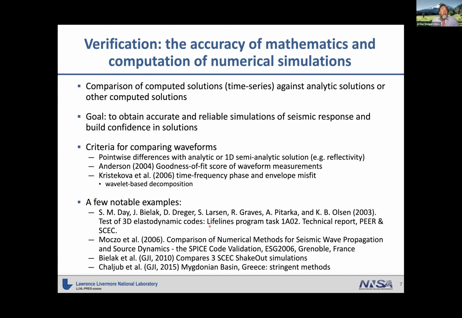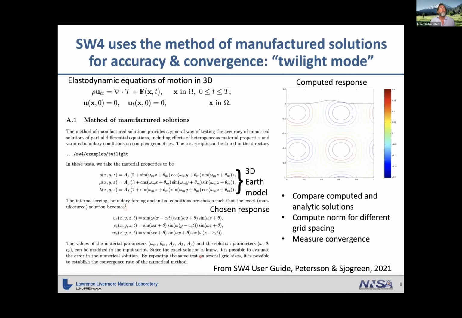And there are a few notable examples. This PEER study from 2003 defined a number of canonical tests that are now used by our group and by many groups. Many people, we've heard from some of these folks this week, are key contributors to this enterprise. And Manu Chaljub talked about some stringent methods for comparing synthetics, and that's highlighted in the paper that's cited there. We'll probably hear from Ricardo on some of these as well a little bit later.